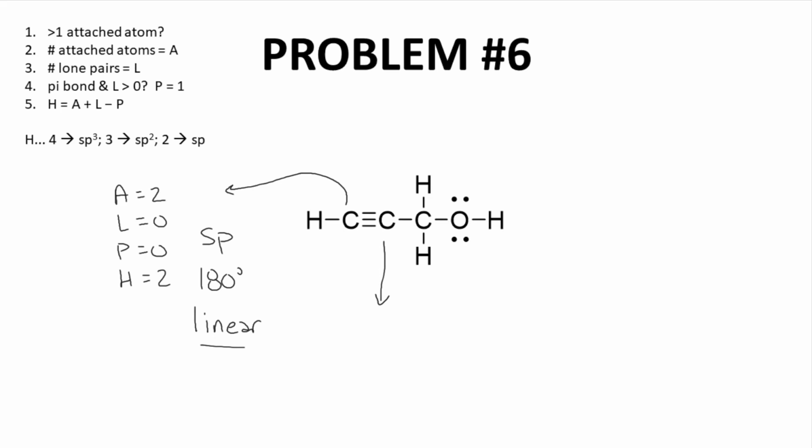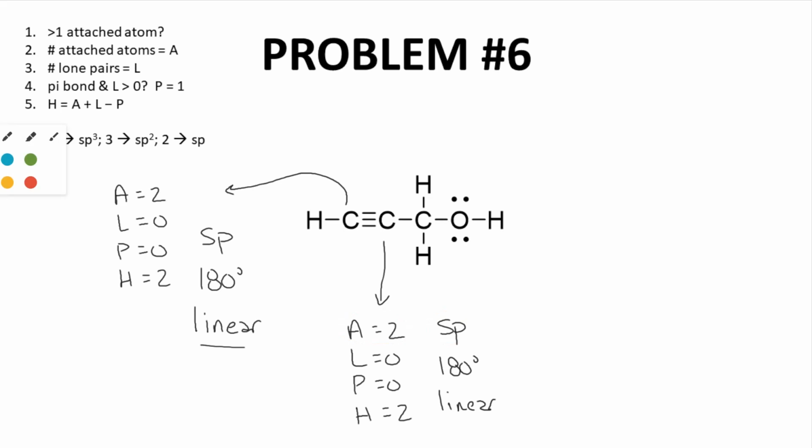Okay, let's look at this next carbon. This next carbon is indeed attached to more than one atom. It's attached to 2, so A equals 2. No lone pairs. It's part of a double bond, but not next to a double bond, plus it doesn't have lone pairs. P is 0. If we add everything up, A plus L minus P, that gives us 2. Once again, sp hybridization. I don't want to go back to that slide now because it has that typo. So we have sp hybridization, and A is 2. That's going to give us the same answer as before, 180, and it's linear. Great.